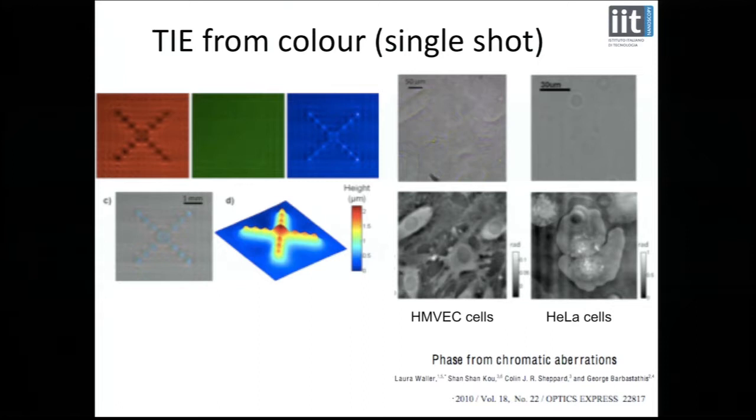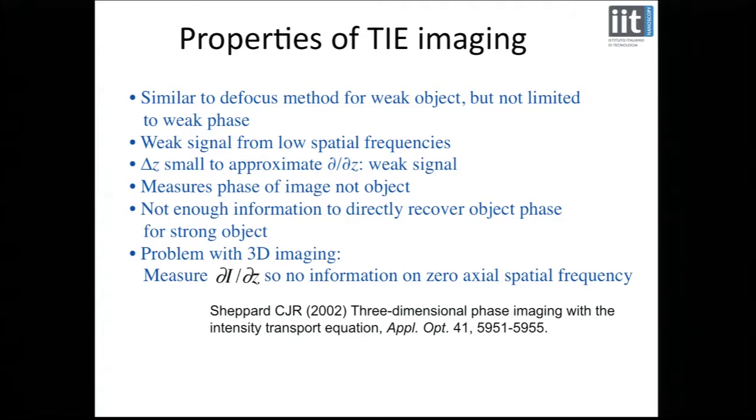Right, okay, so TIE. The main thing I wanted to point out is that the way the phase that we measure is related to the object in a partially coherent system is very complicated. So don't think that you're actually measuring the phase of the object directly. You're not. The other thing is that it doesn't seem to work too well with three-dimensional objects. You can't image three-dimensional phase variations, refractive index variations, in your sample using this method.